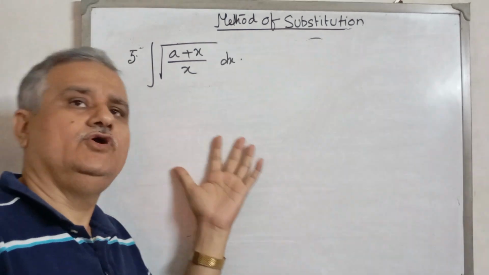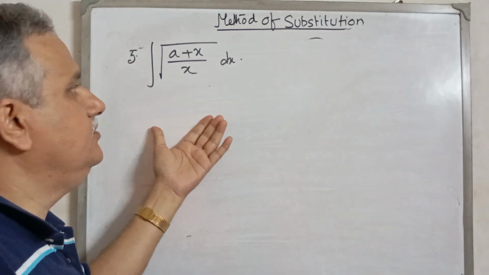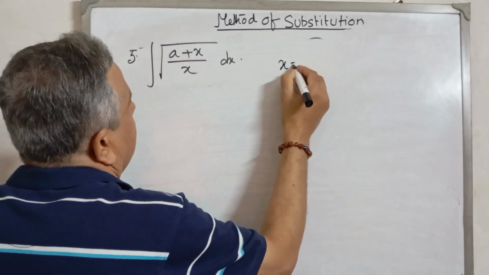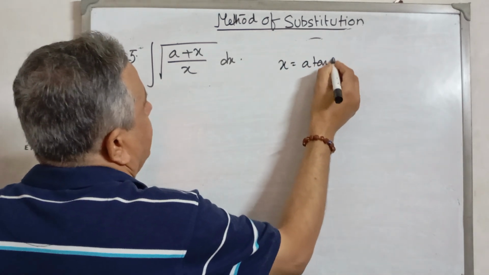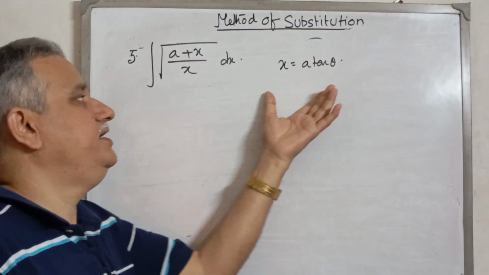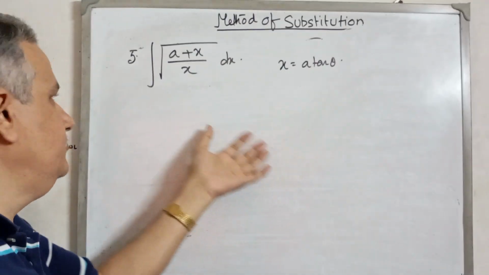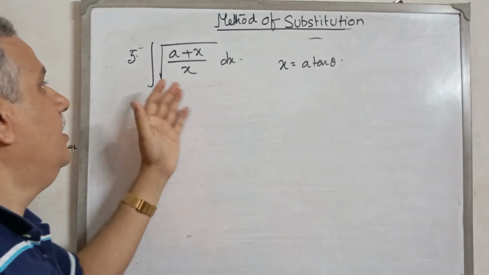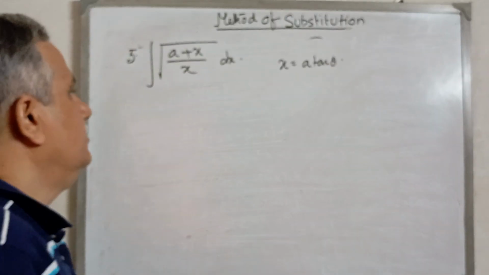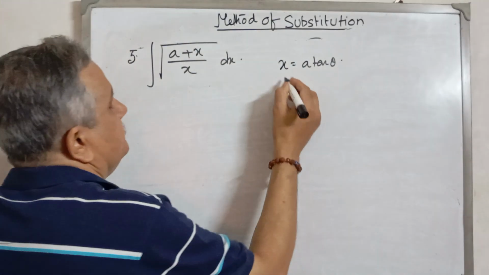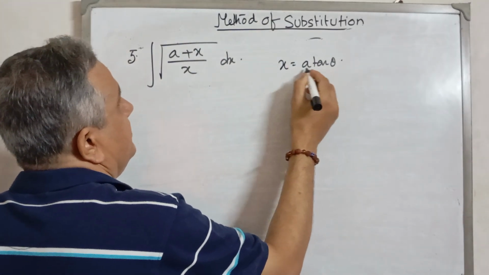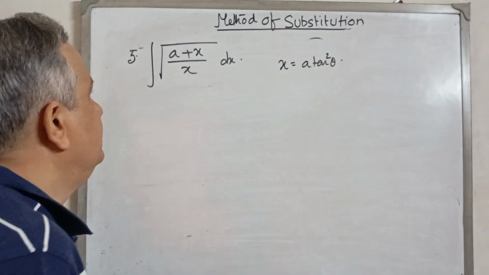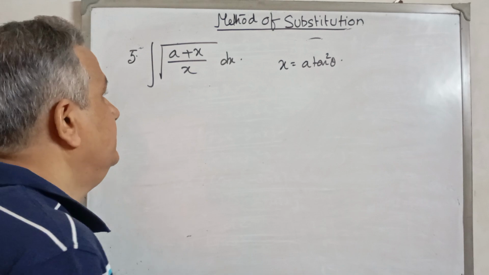This problem can be solved in two ways. One is using trigonometric substitution, that is, we can put x equal to a tan theta or a cot theta, and we can simplify this problem. This is one type. Another type we can solve by another method, coming next. Here we can put x equal to a tan theta, sorry, a tan square theta, not a tan theta: x equal to a tan square theta.